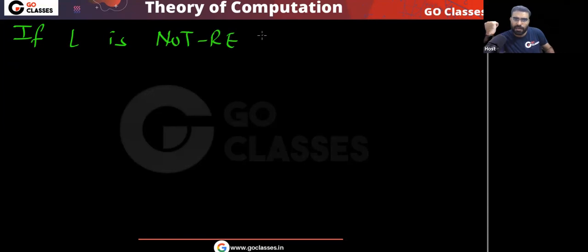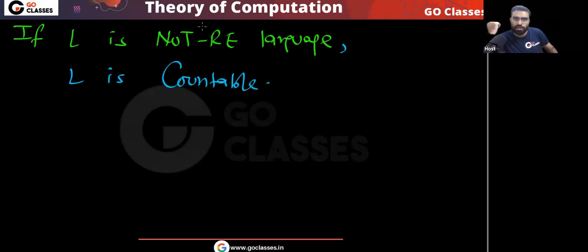Can I say every not RE language is countable? If L is not RE, if L is a not recursive enumerable language, can I say L is countable or uncountable? Tell me. If L is not an RE language, then what is L? L will be countable, right? L will be countable because every language is countable. It is not RE, that does not matter.